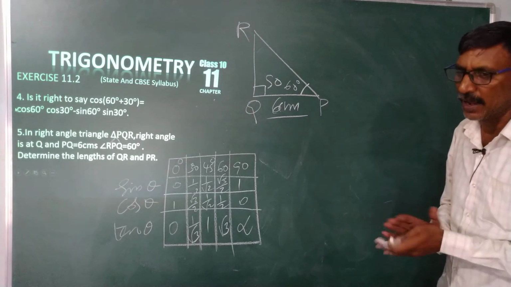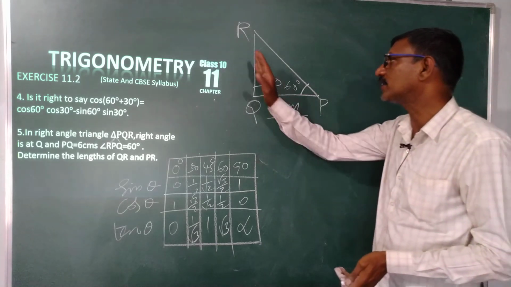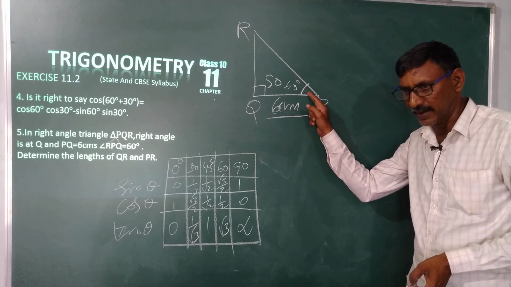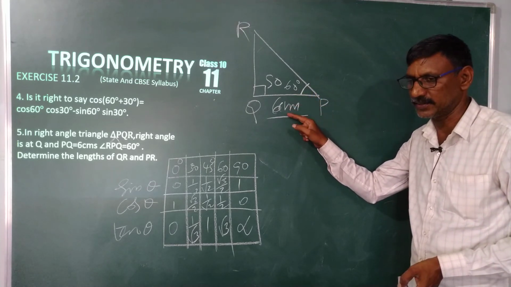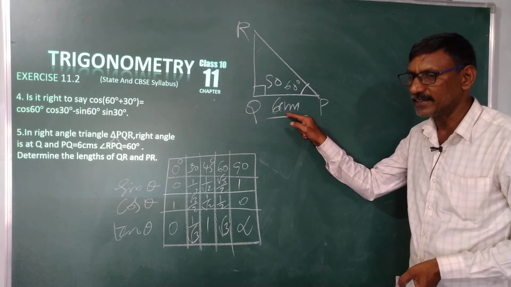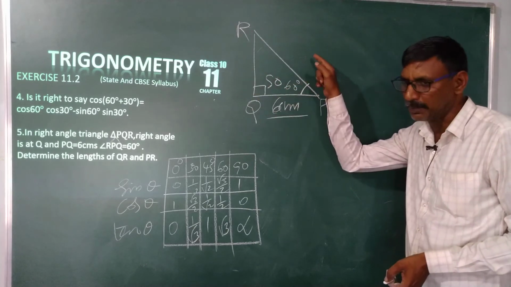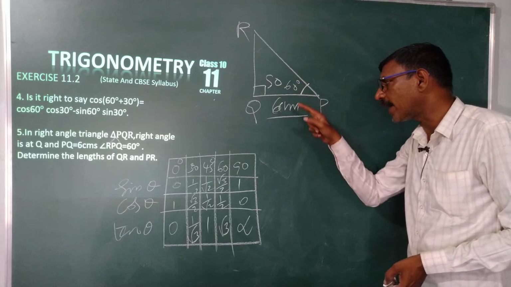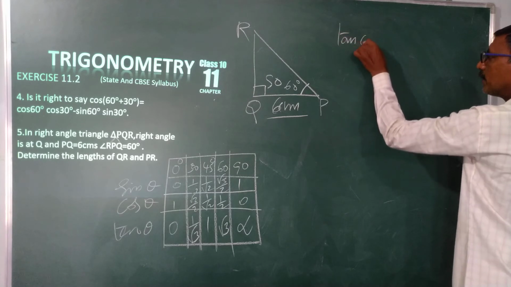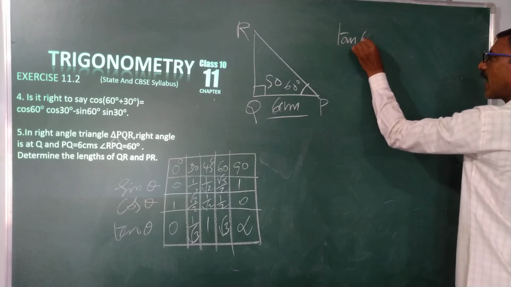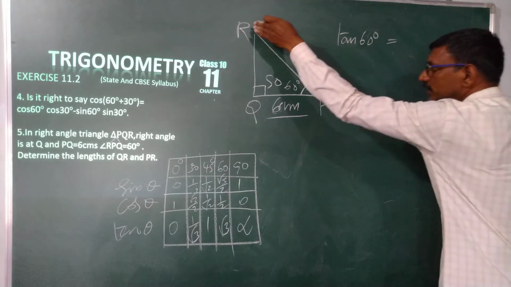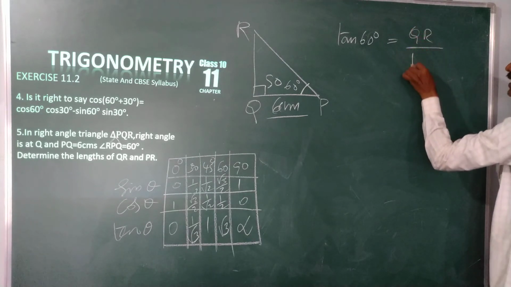Now, by using trigonometric ratios, we can determine this one and this one. This is my angle, this is my adjacent side. I know only the adjacent side. I need to find the opposite side and hypotenuse. Opposite side by adjacent side is nothing but tan. So tan theta, that means tan 60 here because my angle is 60 degrees. With respect to this angle, tan 60 is equal to opposite side QR by PQ.